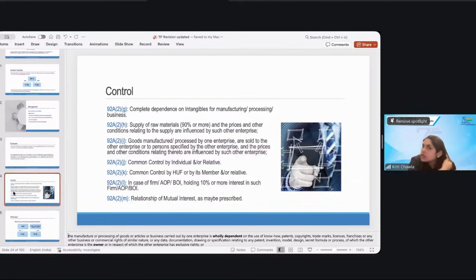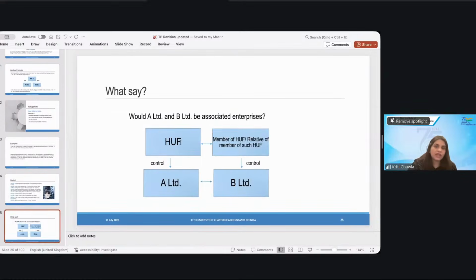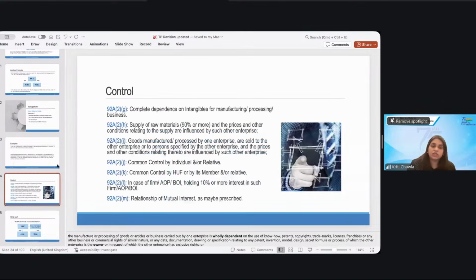Then if there is common control by HUF or by its members and or relative. So in this particular situation, we will look at this example. Let's say that there is an HUF, it is controlling A Limited, and the member of the HUF or the relative of a member of such HUF is controlling B Limited. Well, then A Limited and B Limited will become associated to each other by virtue of clause K.